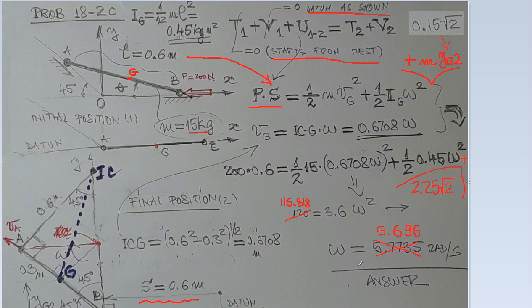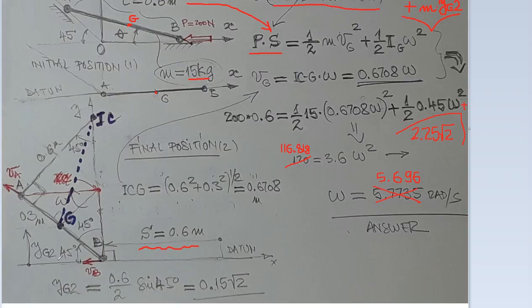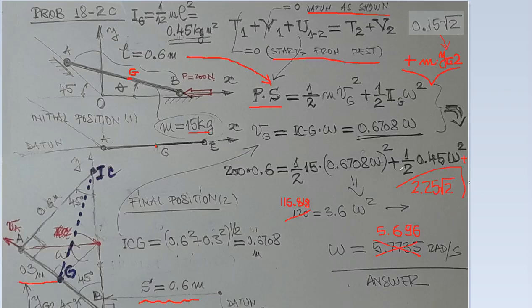Excuse me. So I was missing the potential energy term. Apologize for the sneezing. I had the elevation of the center of mass in the final position calculated. We have the angle 45. This is half the length, that is 0.3 meters. So it will be 0.3 meters times sine of 45 degrees. That's 0.15 times square root of 2.